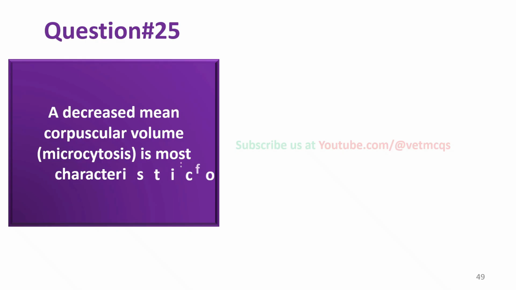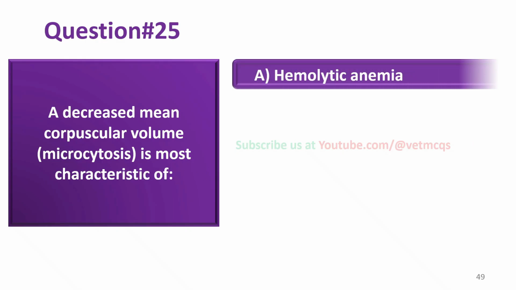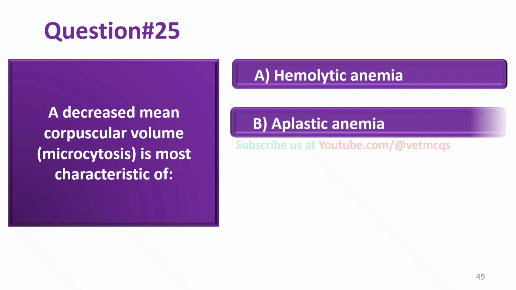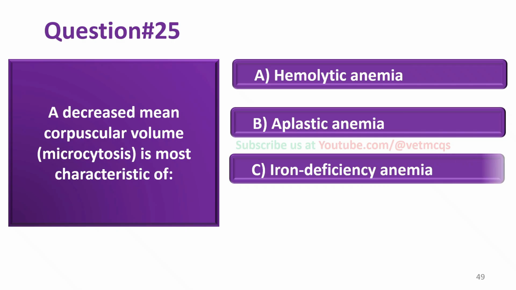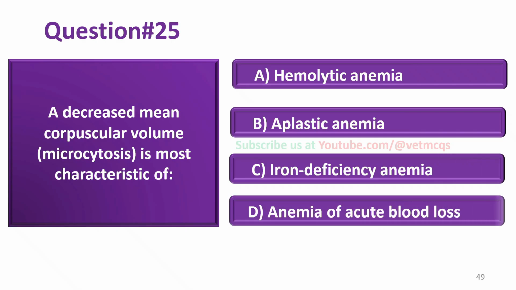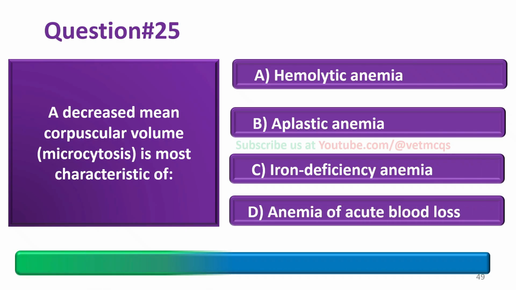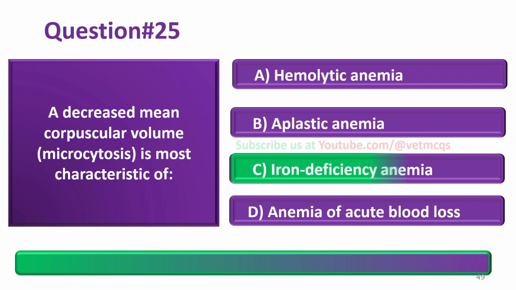A decreased mean corpuscular volume, or microcytosis, is most characteristic of hemolytic anemia, aplastic anemia, iron deficiency anemia, anemia of acute blood loss. And the correct answer is option C, that is iron deficiency anemia.